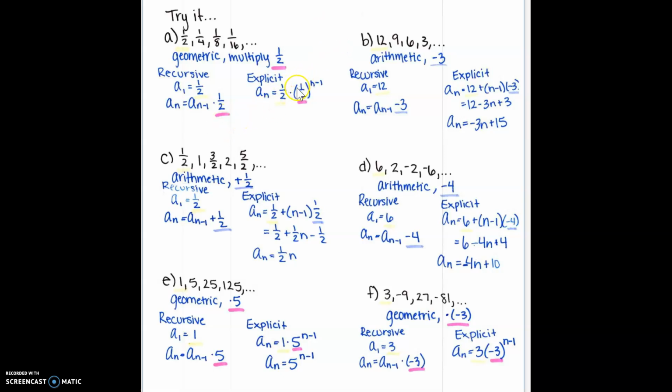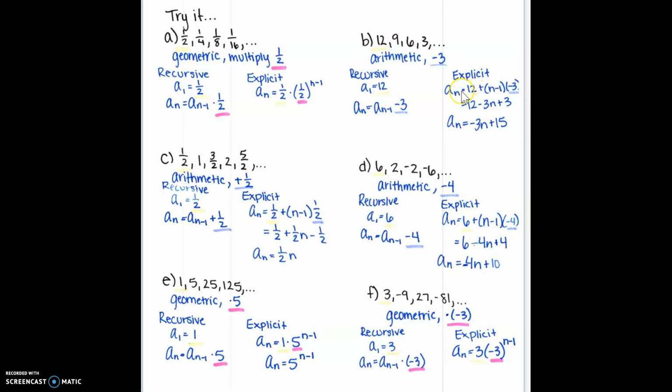And then explicit formula, same thing. We have our first term times our ratio to the n minus 1. And here we have a pattern of -3, so it's arithmetic. So our first term goes in on that top line, and then our common difference on the bottom of -3.